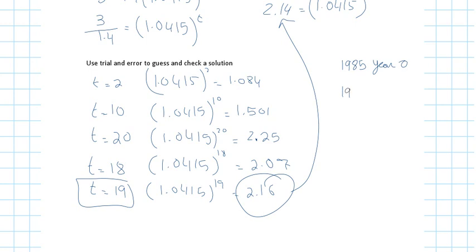So it would be 2004. So 2004 is when the population reached 3 million. Right? Okay? So do you count 85 or do you start from 86? You count 85. You just do 1985 plus 19.